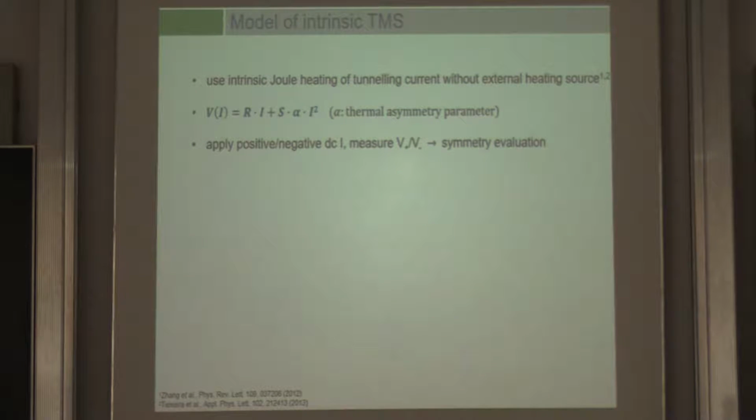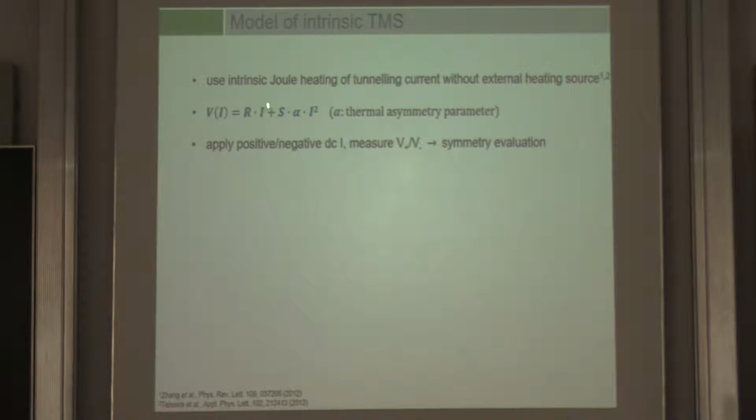And the other model is the model of the intrinsic tunnel magneto-Seebeck effect, which was proposed within these two work groups. And they basically use the intrinsic Joule heating of the tunnel current without any external heating sources. So that they don't have a laser or, for example, an external resistance strip or something like that. They just push a current through the MTJ, and then they get a temperature gradient, and they use that as a tool to get to this Seebeck coefficient.